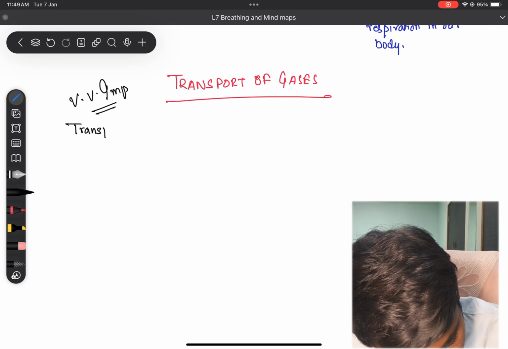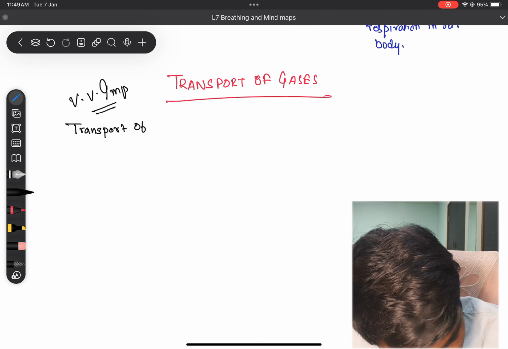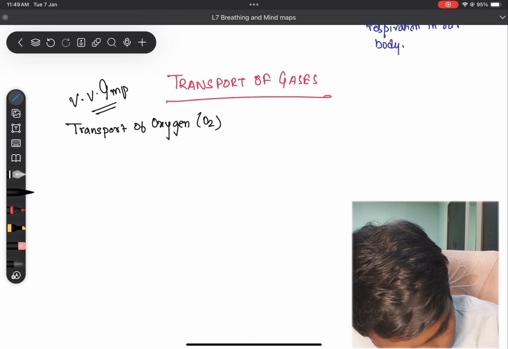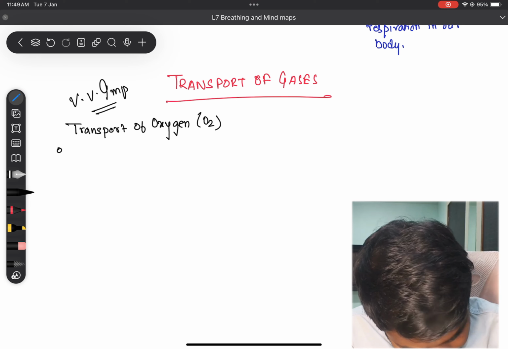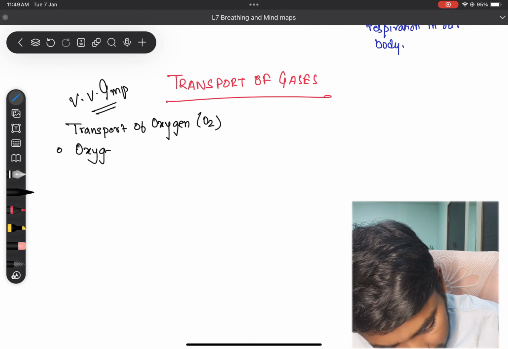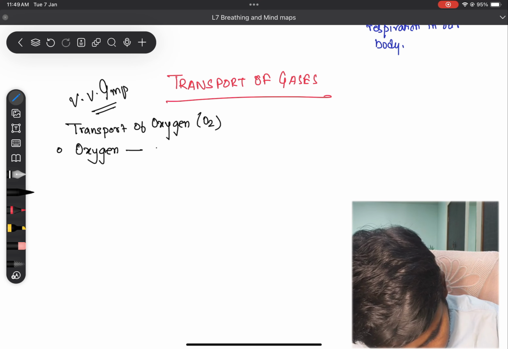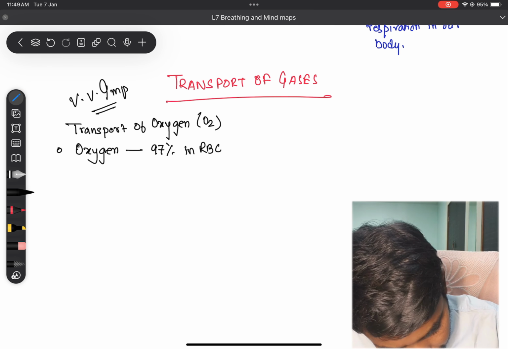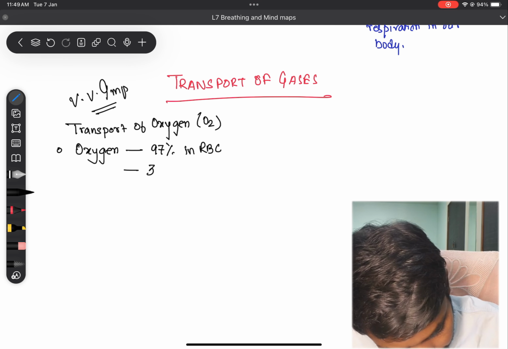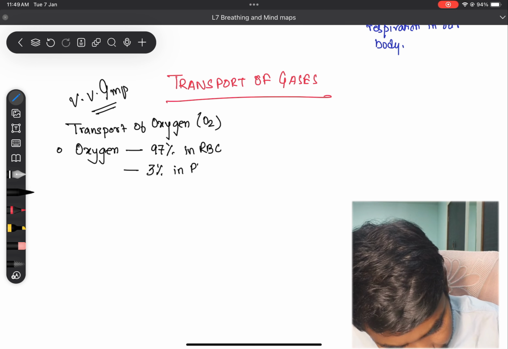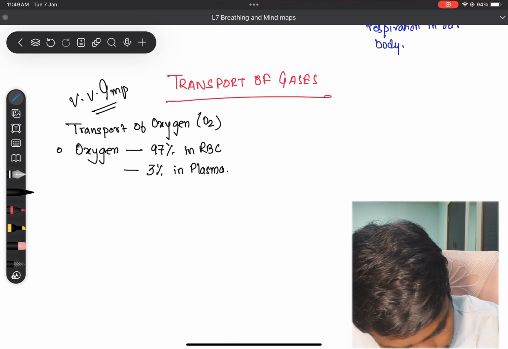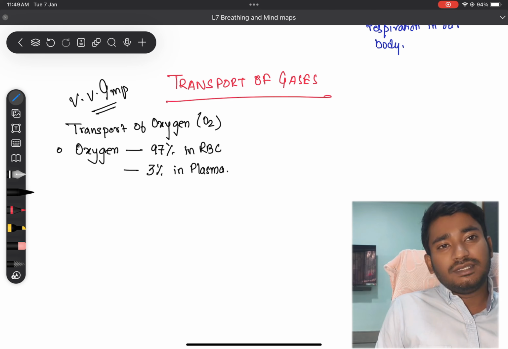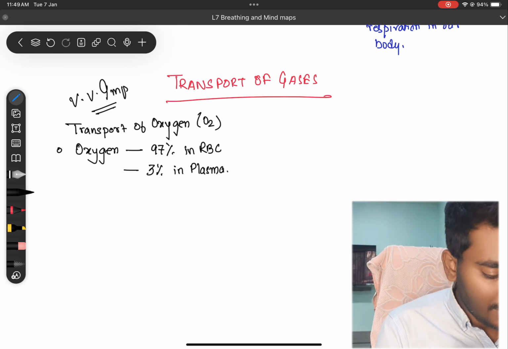First, the transport of oxygen. Oxygen is carried 97% in RBC and 3% in plasma.